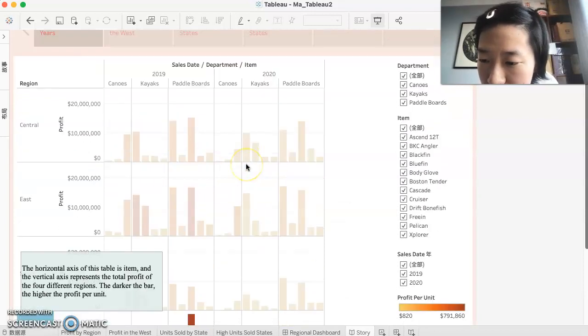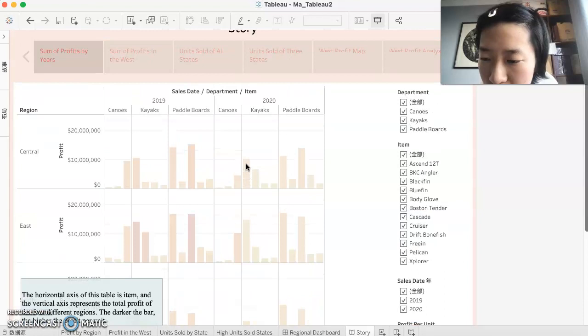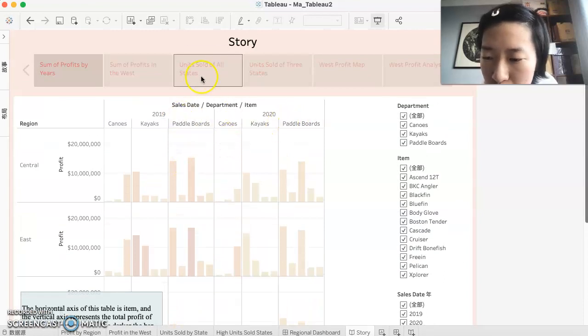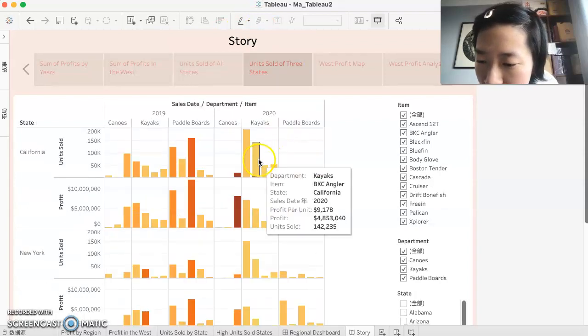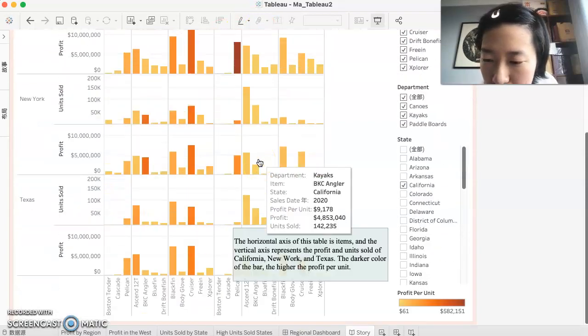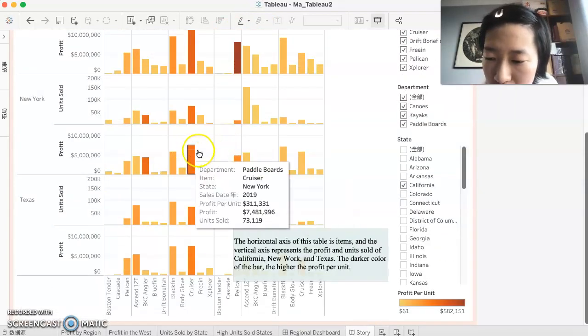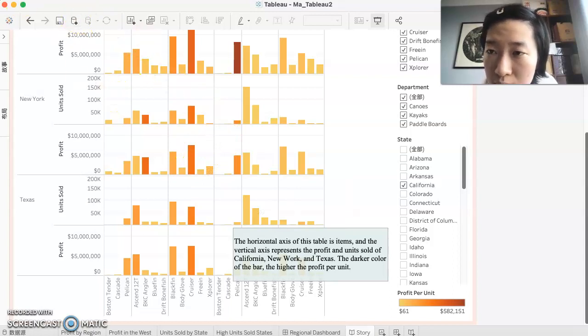I create 6 sheets which includes a comment that explain what I'm showing. As I mentioned before, my conclusion is that the company needs to increase the profit per unit to increase the company's total profit. That's it.